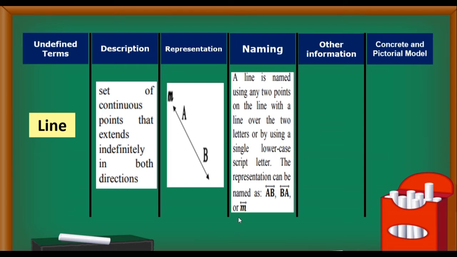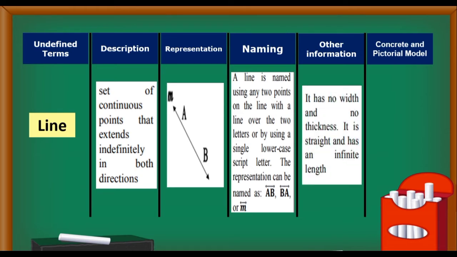So, ano naman po yung other information para sa ating line? It has no width and no thickness. It is straight and has an infinite length. Okay? So, pwede natin makuha yung length. Pero, wala po siyang width or walang kapal. Walang thickness. Okay? Walang lapad. Pero, meron siyang haba. Okay?